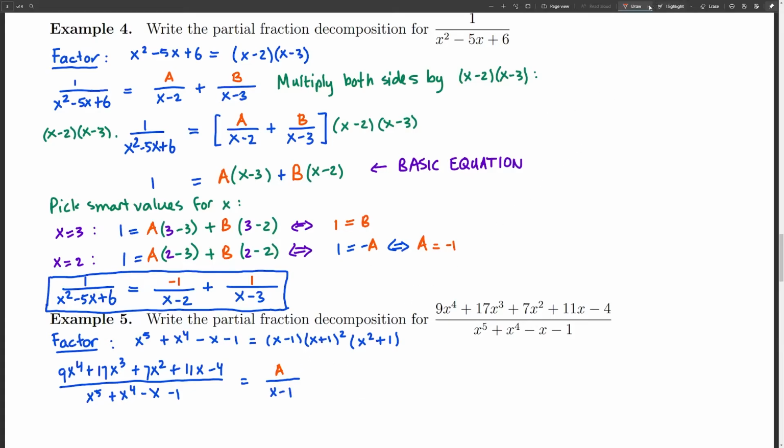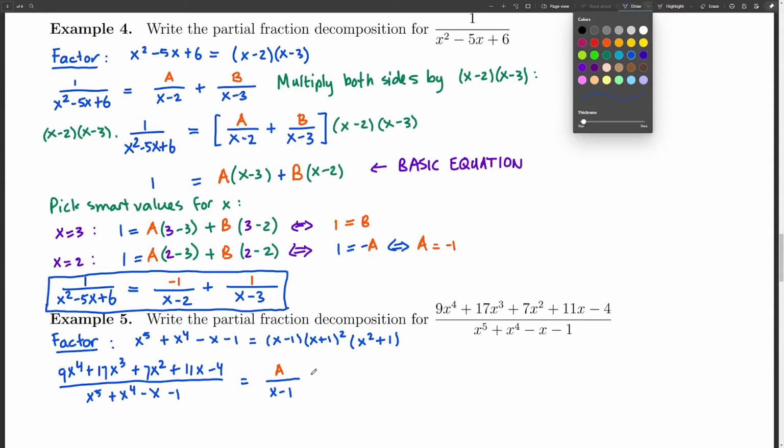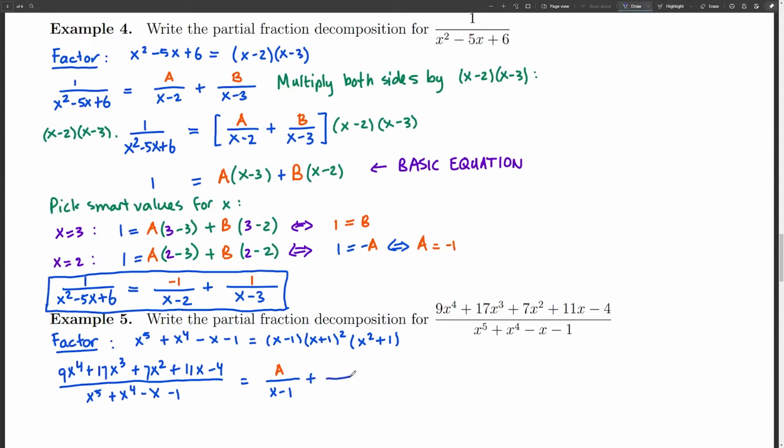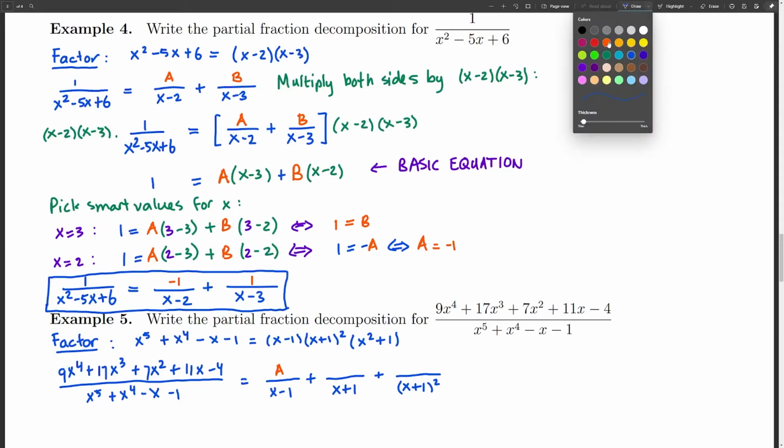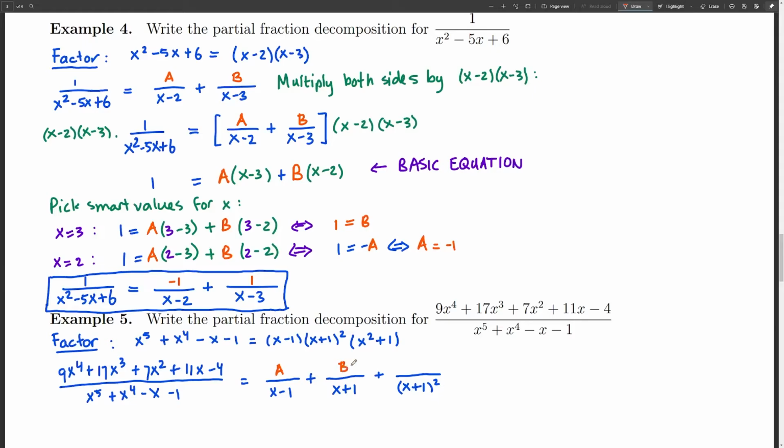Now, our second factor is x plus 1 squared. So that means we will have two partial fractions with x plus 1 in the denominator. Namely, we'll have x plus 1 to the power 1, and then we'll have x plus 1 squared. And both of these partial fractions will have a constant in the numerator. So the first constant, we can just call that b, and then the second constant, we'll call that c.